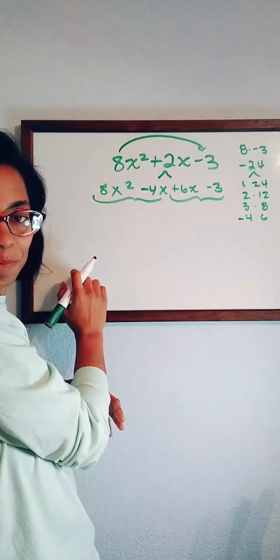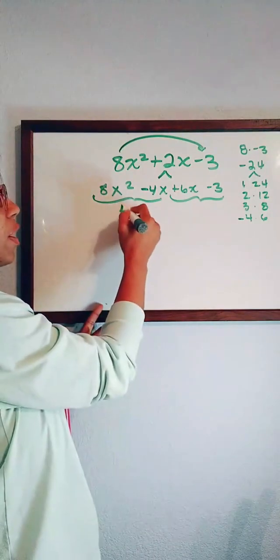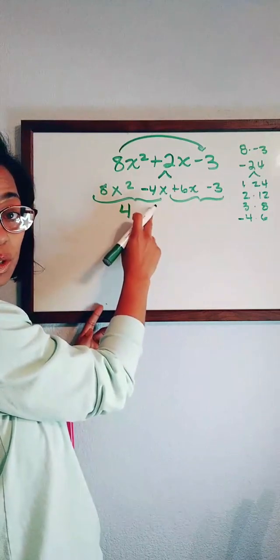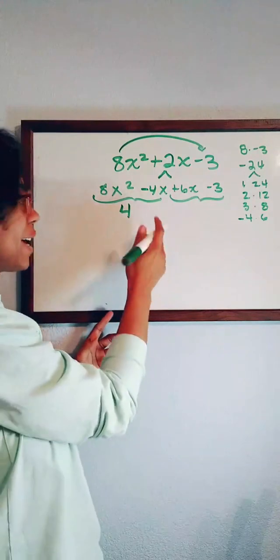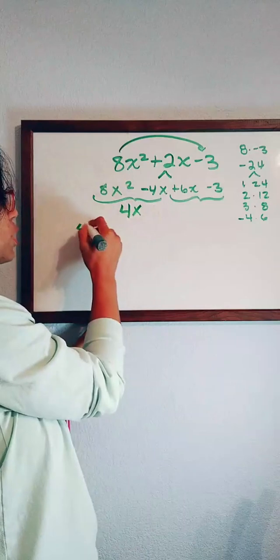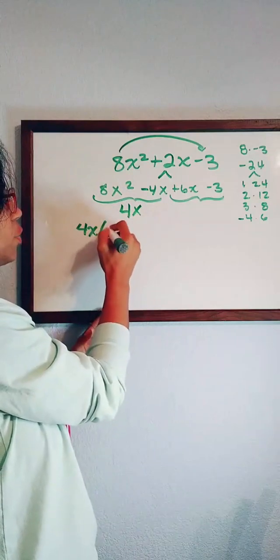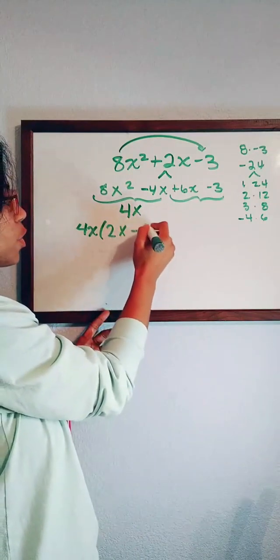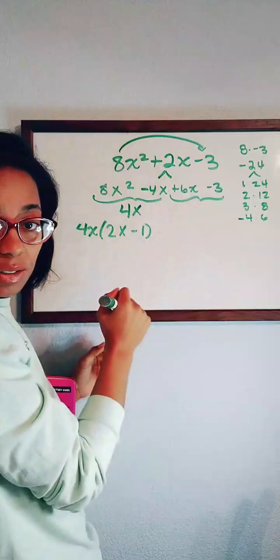They both have a 4 in common, but they also share a variable, which is what? Yes, very good. Yep, so you're going to take out that 4x. It's going to leave you with 2x minus 1. So what about from here, Cavell?